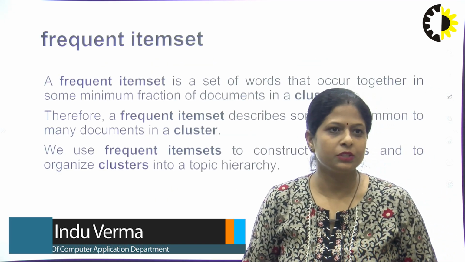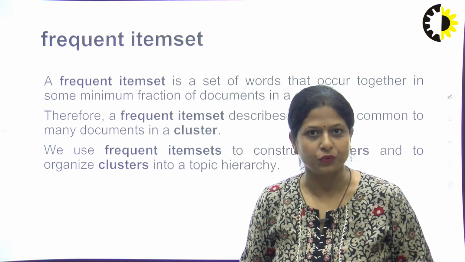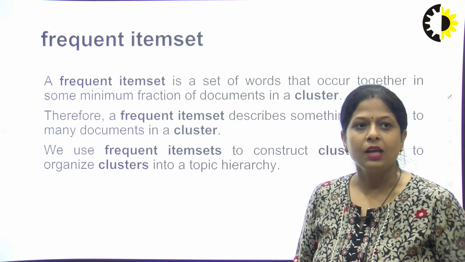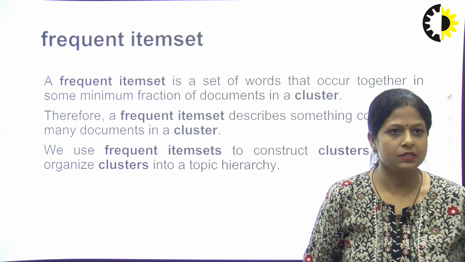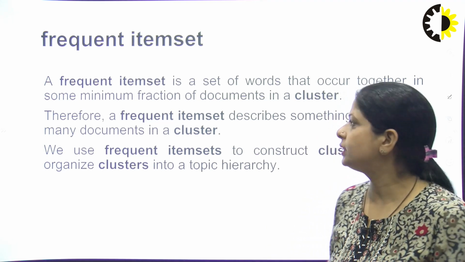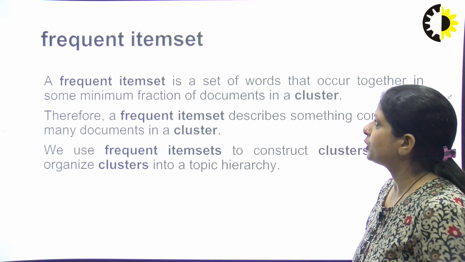So we'll begin with the introduction to the frequent item set first. We need to understand what it means by a frequent item set. Then we'll be discussing one example using the Apriori algorithm, right? So what is a frequent item set?